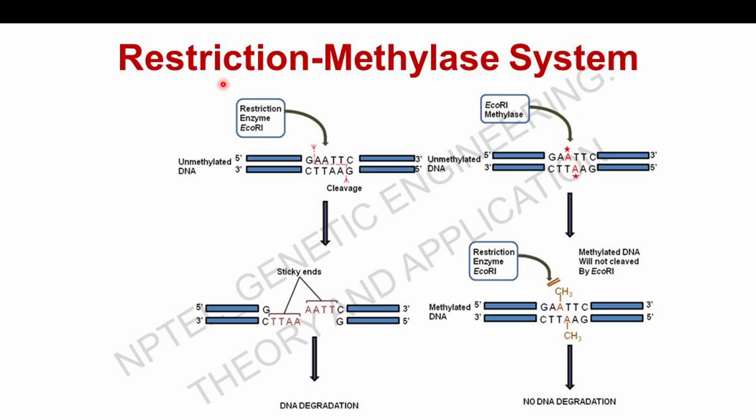Okay, so in general, suppose we are talking about the EcoRI restriction enzyme. It has its recognition site GAATTC, and it cuts between the first G and the second A, between these residues on both the strands. Now, when there is a viral attack, the viral genome can be integrated into the bacterial genome so that the bacteria can have a memory of that particular attack.